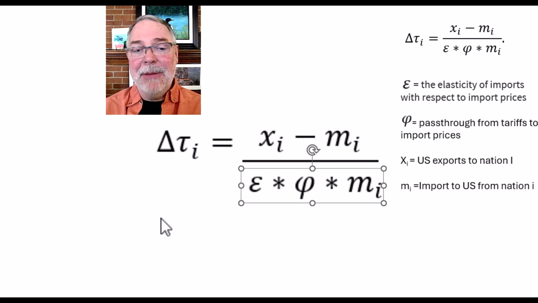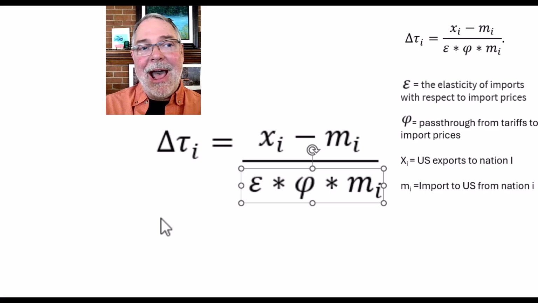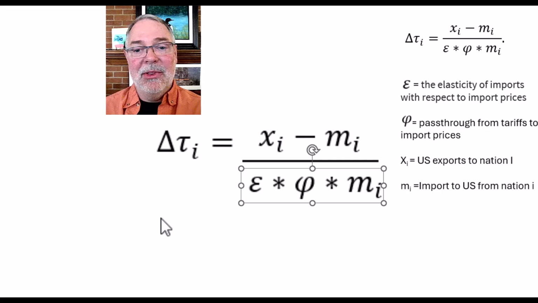Now, the funny part of this is, what are they using for epsilon and phi for this to actually make sense? Because one, they're lying. This is not reciprocal tariffs. This is the amount U.S. tariffs would have to change to eliminate the trade deficit that we're running with any particular country, if we have the appropriate epsilon and phi, right? If we have the right elasticity of imports with respect to import prices and the right pass-through.